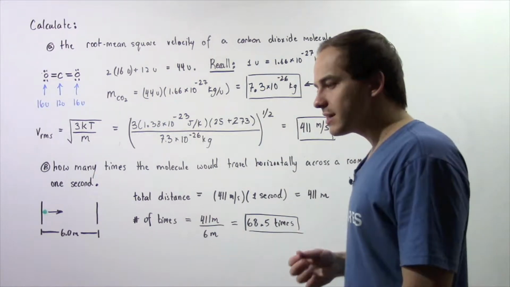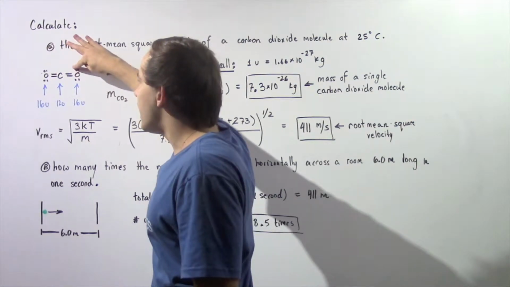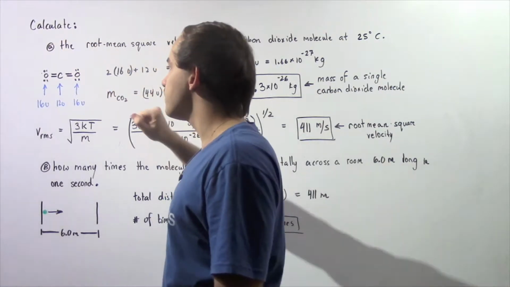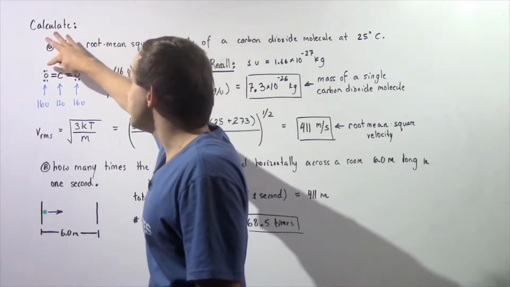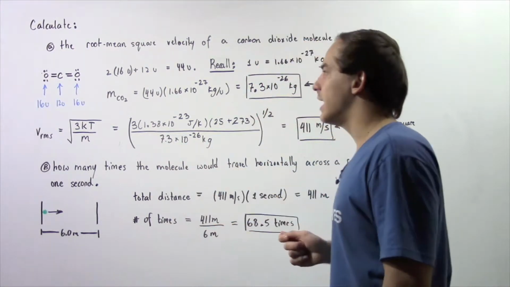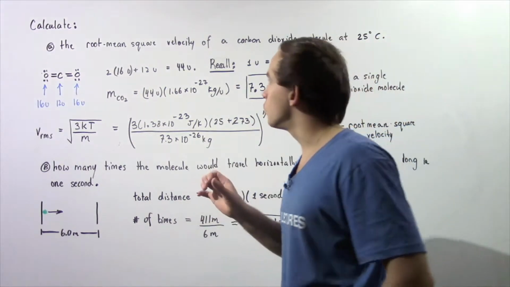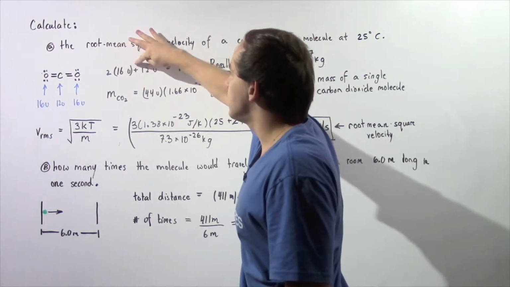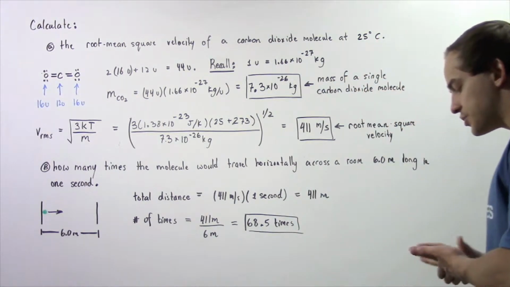Recall that a carbon dioxide molecule is composed of a single carbon atom double bonded to two different oxygen atoms, as shown. So the carbon atom has a mass of 12 unified atomic mass units, while each one of these oxygen atoms has a mass of 16 unified atomic mass units. So the total mass of our carbon dioxide molecule is 2 times 16 plus 12. That gives us 44 unified atomic mass units.